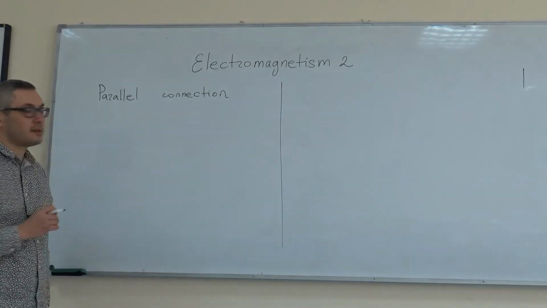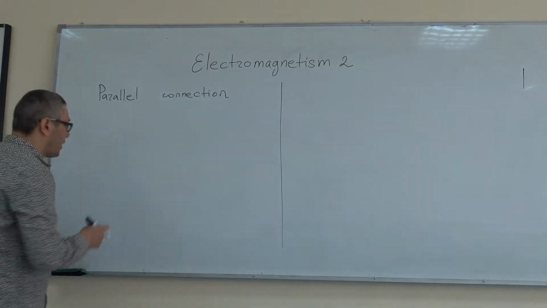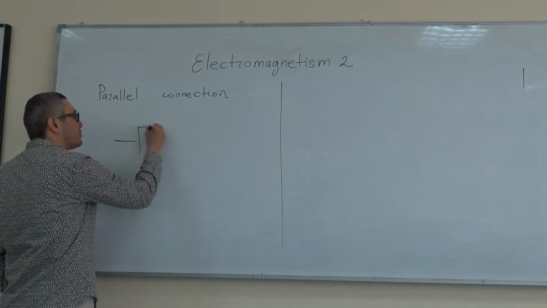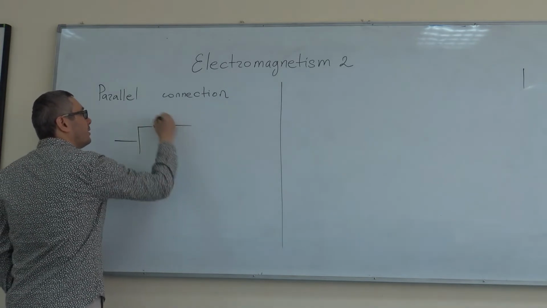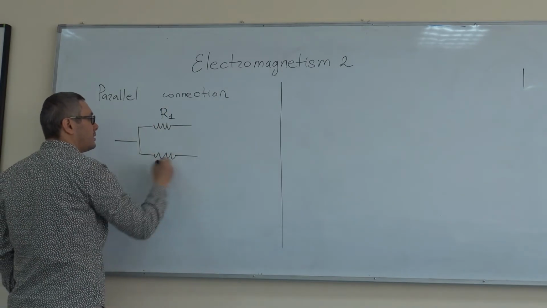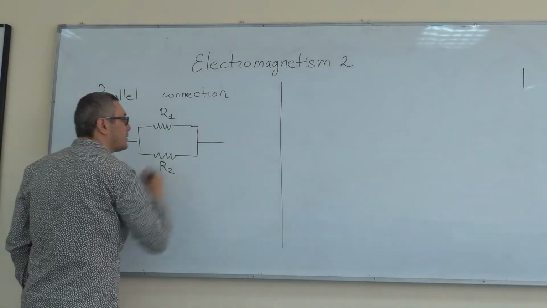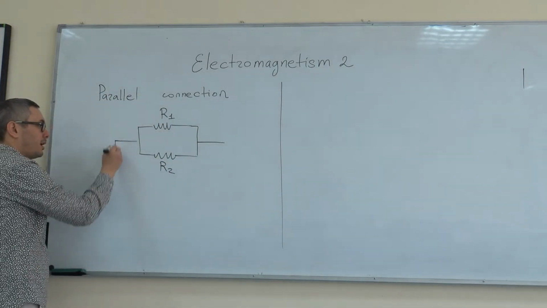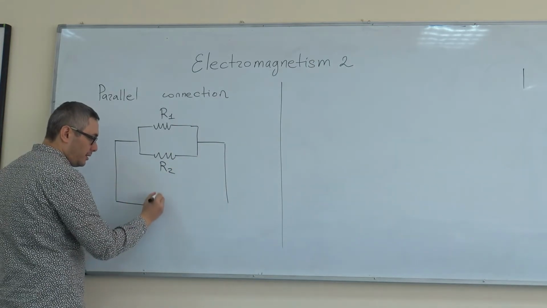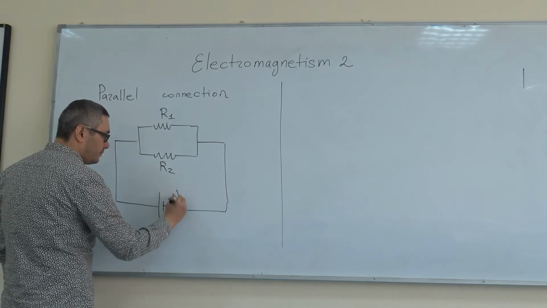Now let's look at what happens when the resistors are connected in parallel. A parallel connection of two resistors is as follows. Let's say that this is R1, this is R2, and now they are connected in parallel like this. We can now connect this to an ideal EMF, delta V.